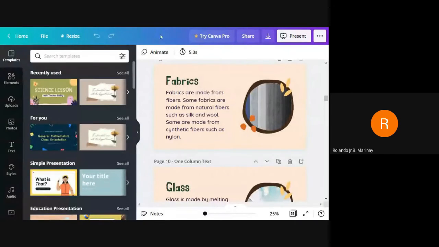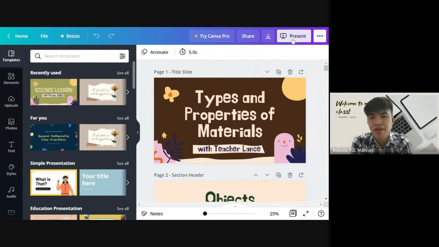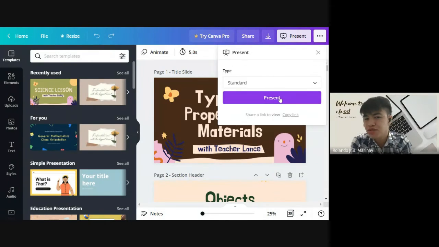Okay, so that's it for the experiments. Those are the experiments that you can try at home with the help of your parents. Those things are very easy to do, and those are safe and non-toxic.